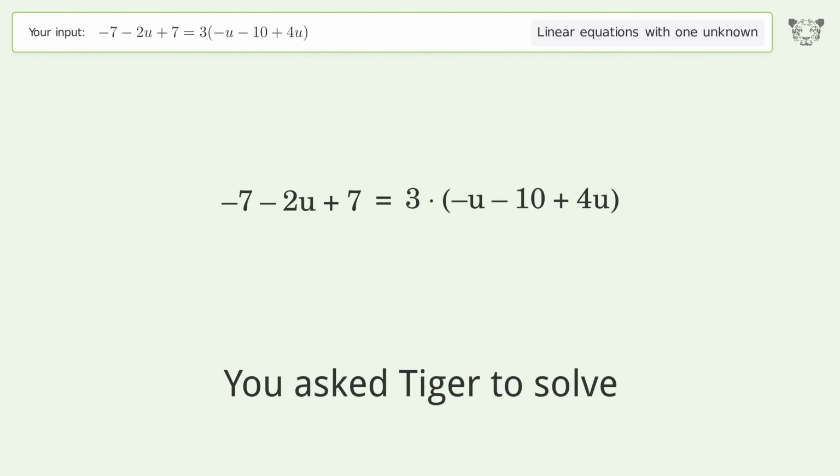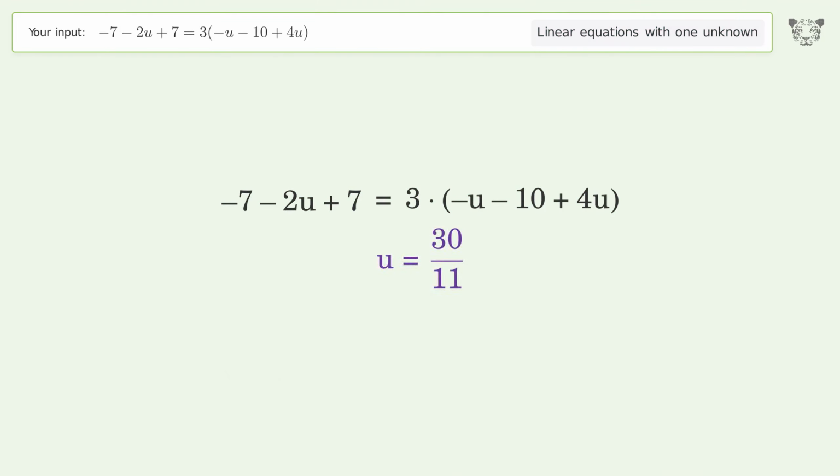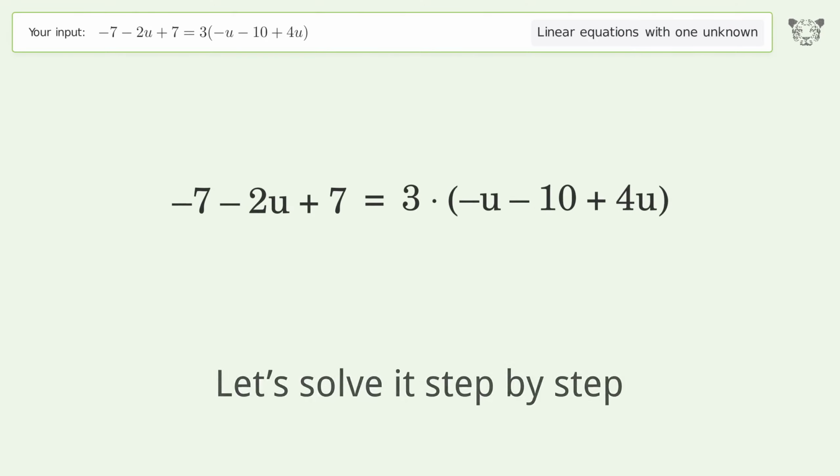You ask Tiger to solve. This deals with linear equations with one unknown. The final result is u equals 30 over 11. Let's solve it step by step.